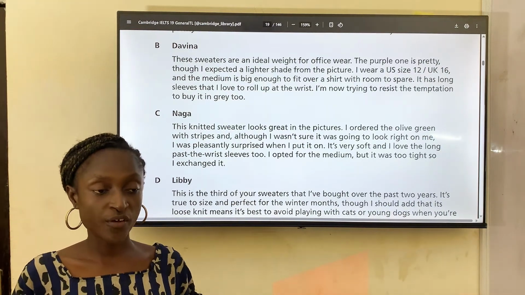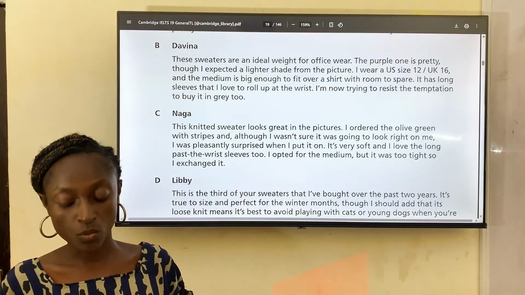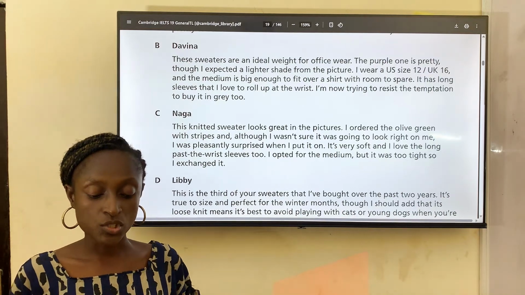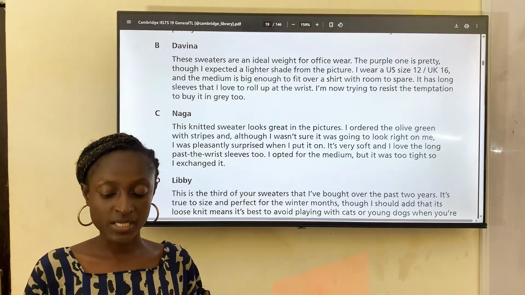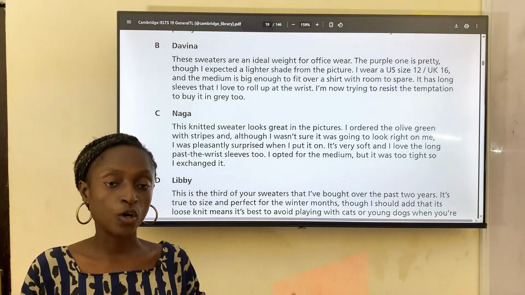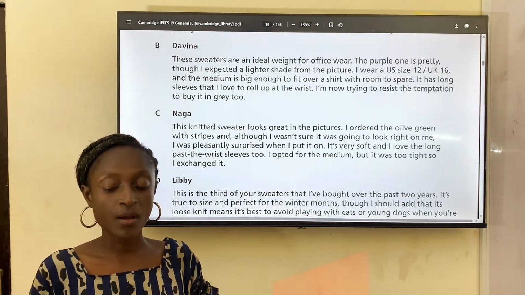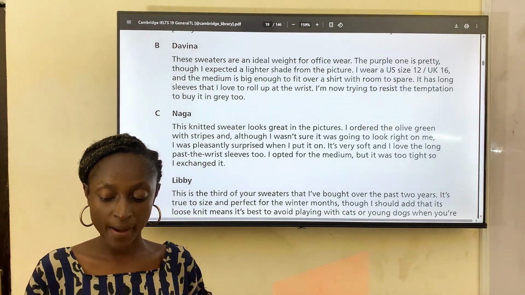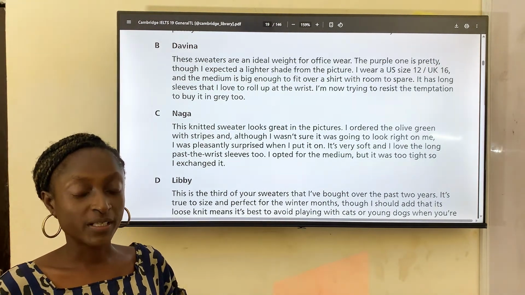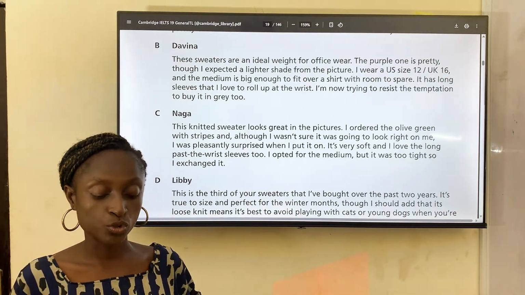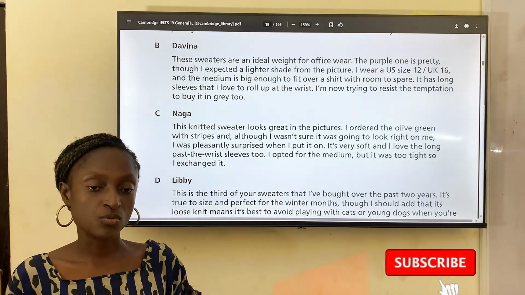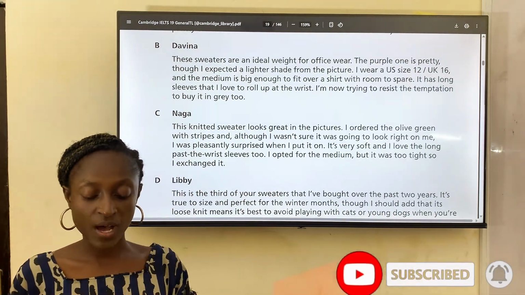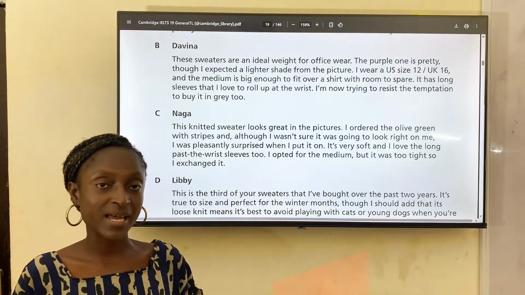Now the picture is referring to the one that was posted on the website. So the customer was expecting a lighter shade of purple, but she's still okay with this purple that was sent to her. So for number 8, our answer would be B, because that is where we can find that information. The description is found in paragraph B. So our answer is B.